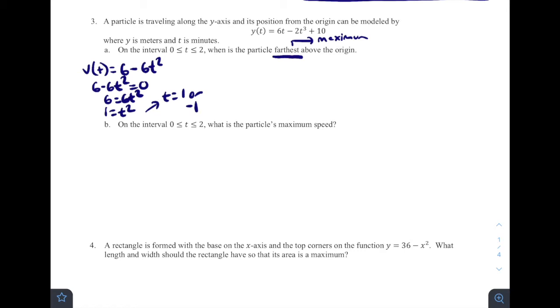Now, because we're trying to find the maximum and they gave us endpoints here, we need to consider both the critical values and the endpoints. We also need to be careful here that they said that t is between 0 and 2, which means that actually negative 1 does not matter. We don't care about negative 1 since it's not on the given interval, but 1 is the critical value that's on that interval that we care about.